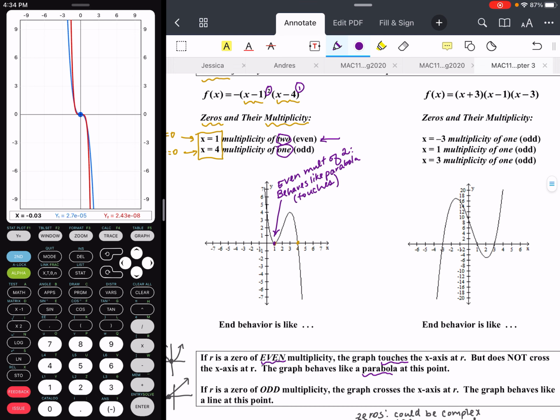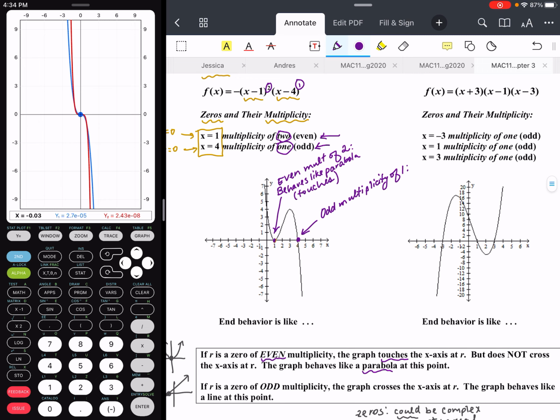Now if we look at our x-intercept of 4, which has an odd multiplicity of 1. Down here in the box it says if r is a 0 of odd multiplicity, the graph crosses the x-axis at r. The graph behaves like a line at this point. And you can see that here our graph is behaving like a line in that it crosses the x-axis. Okay, parabolic behavior versus crossing the x-axis, behaving like a line.